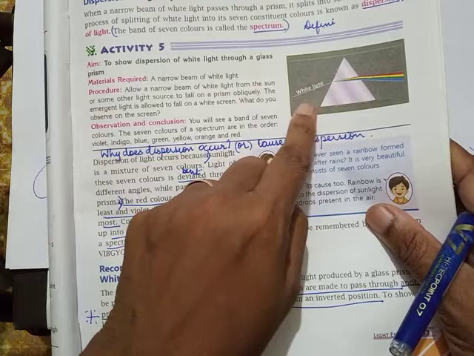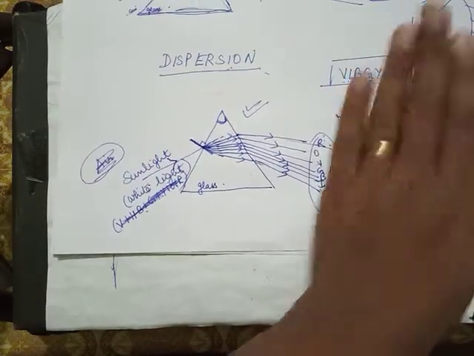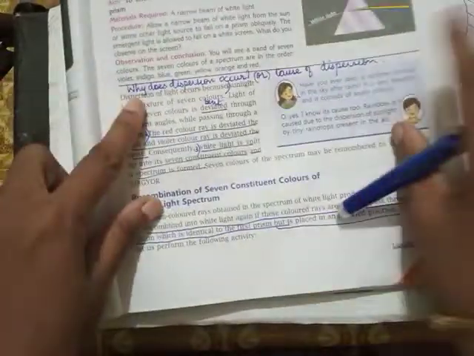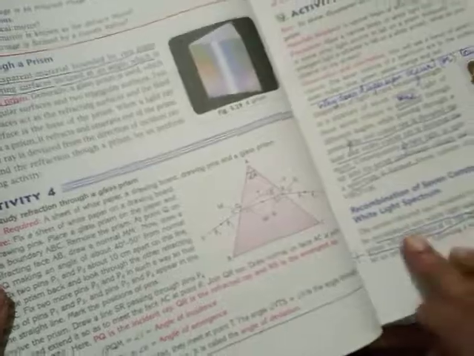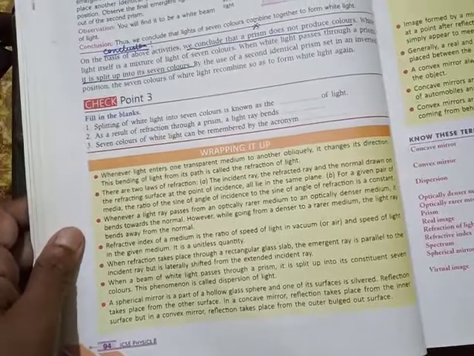Okay. So what is a prism? And then definition of dispersion, definition of spectrum. This diagram, what I drew here. Okay. Not this one. Don't have to draw this. This one, the full diagram. Then cause of dispersion, then recombination, then conclusion. Okay, these things you have to study.